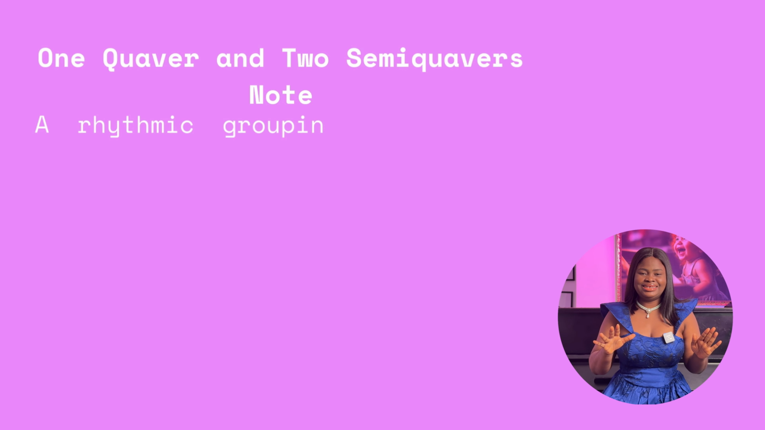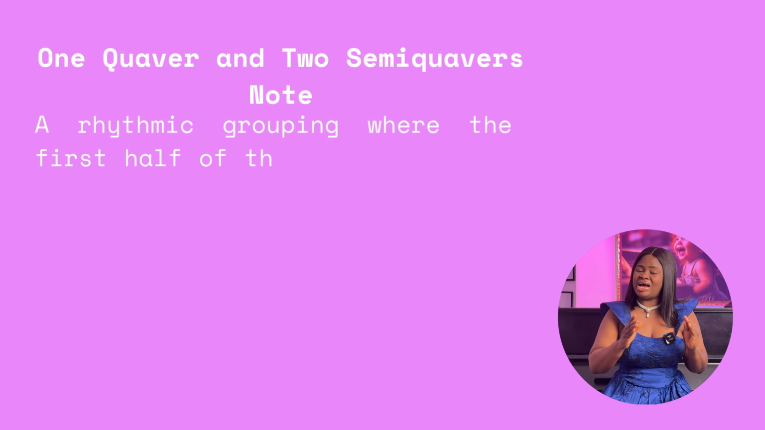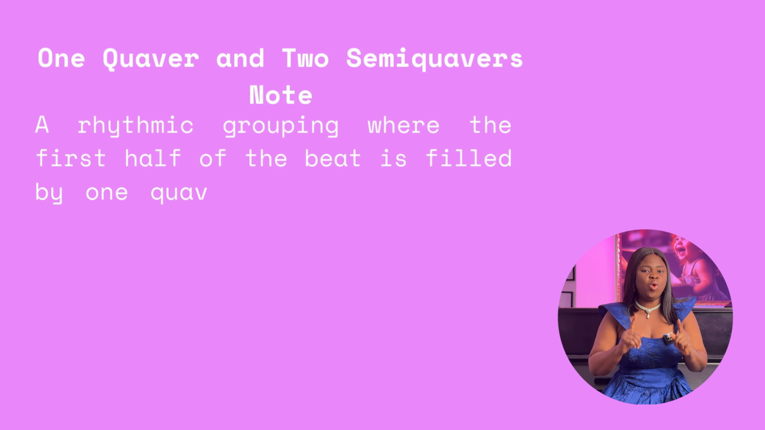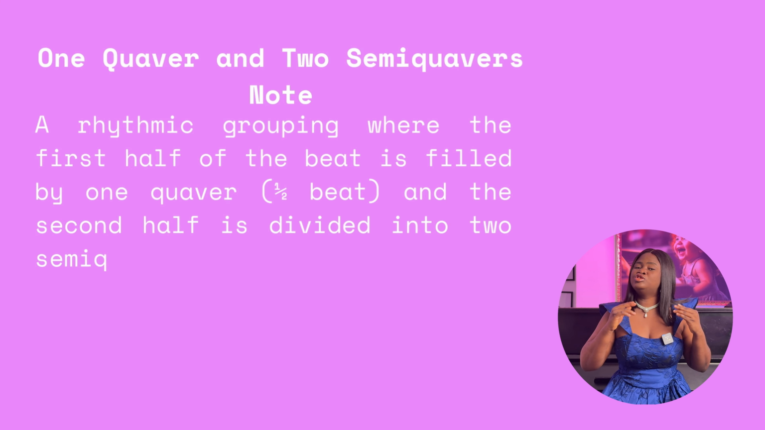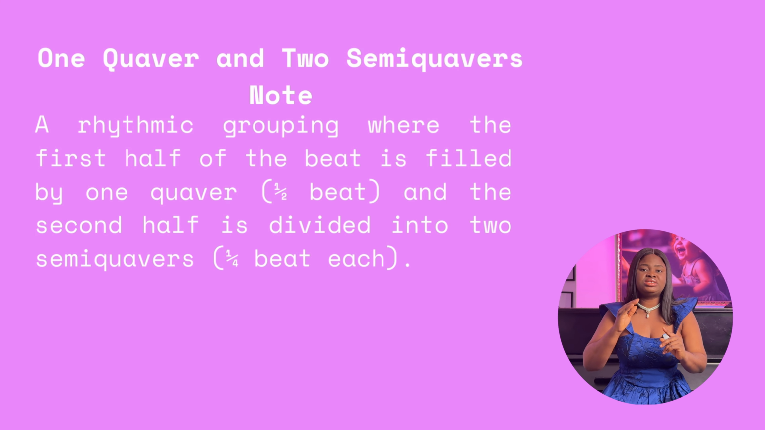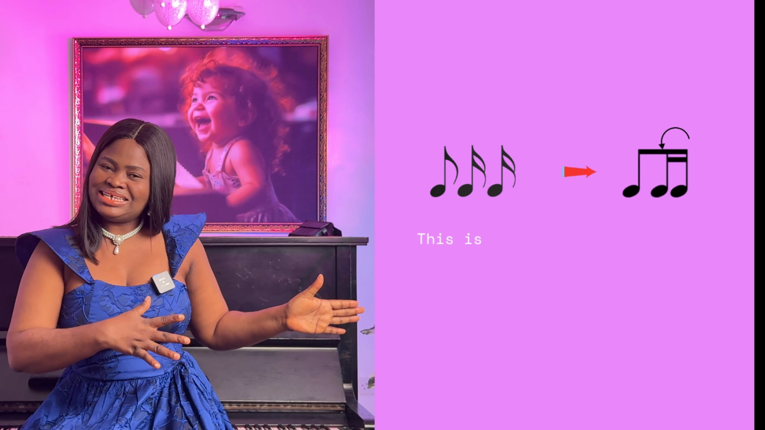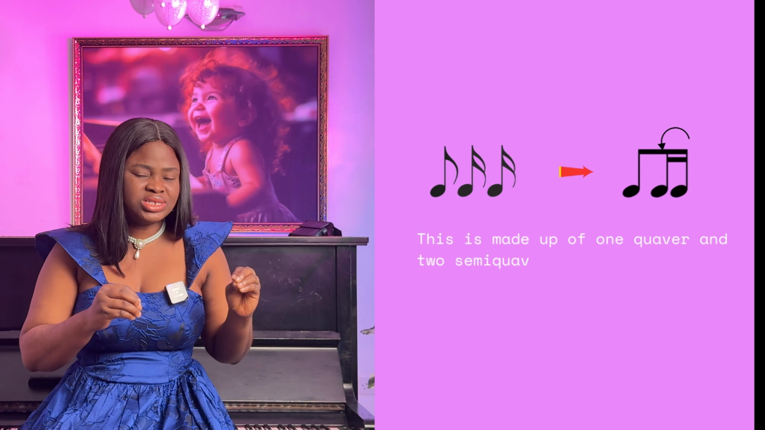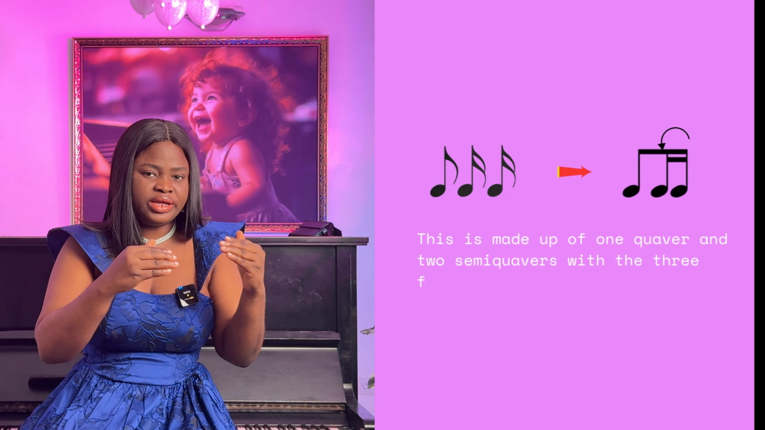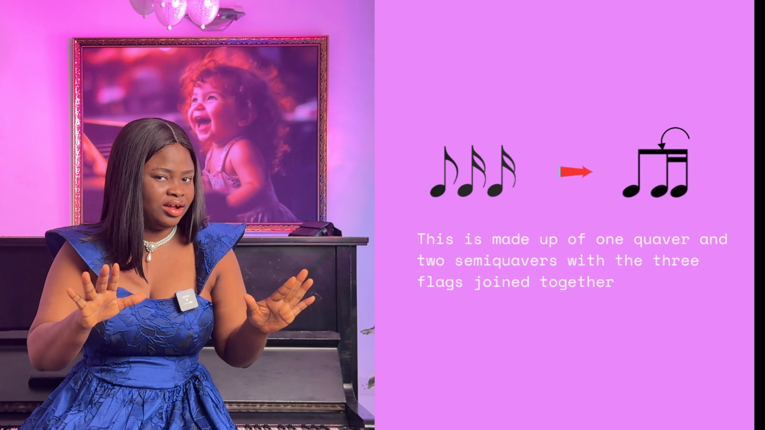This pattern is a rhythmic grouping where the first half of the beat is filled by 1 quaver, which is half beats, and the second half is divided into 2 semiquavers, which is quarter beats each. This pattern is made up of 1 quaver and 2 semiquaver notes joined together at their flag.